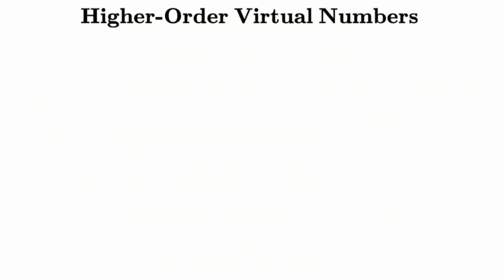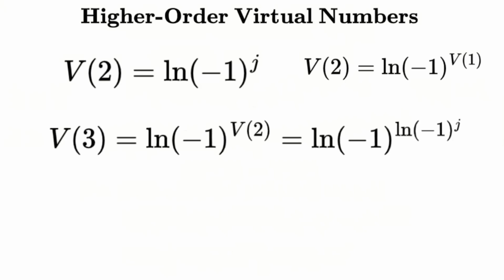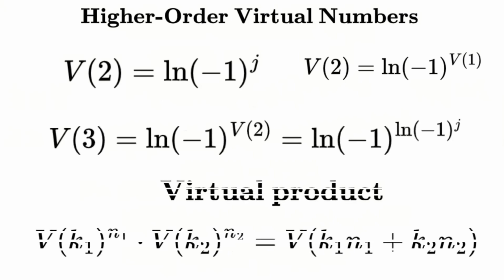Higher-order virtual numbers. Now let's explore even higher-order virtual numbers. From the recursive definition, we found that v of 2 equals the natural logarithm of negative 1 raised to the power of j. Following the same pattern, we compute v of 3. v of 3 equals the natural logarithm of negative 1 raised to the power of v of 2. Since v of 2 is already an exponential expression, this results in a nested exponentiation involving the natural logarithm of negative 1. At this stage, these higher-order virtual numbers take on unique properties depending on how we define the behavior of j. For now, we'll treat them as new elements in the system and continue to explore their implications in future discussions.